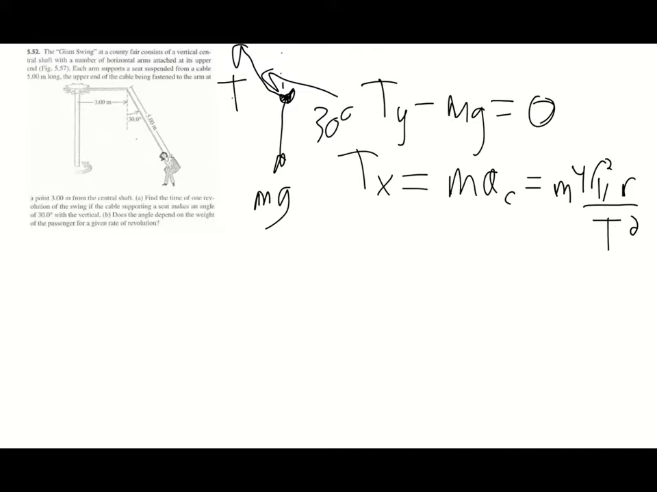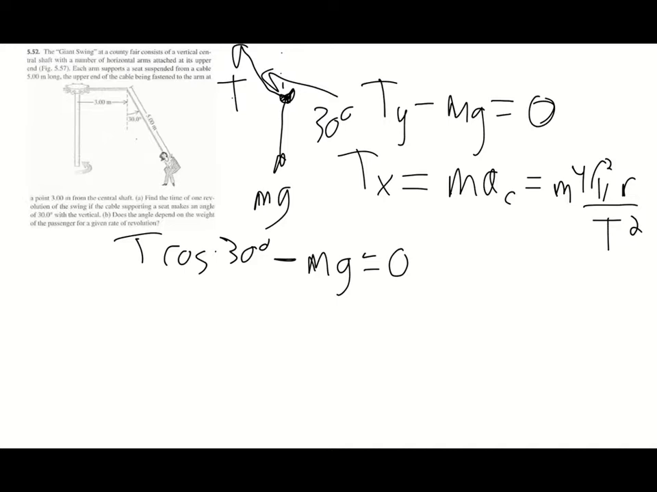Well, let's start with this part here. We're going to have to put these two things together, I think, to actually divide it out. So let's start with the Ty on top. Ty, since the y part is going to be the cosine of that angle, it's going to be T cosine theta. Whoops, not theta. Let's make that 30 degrees, so we know what the angle actually is. Minus mg equals 0.